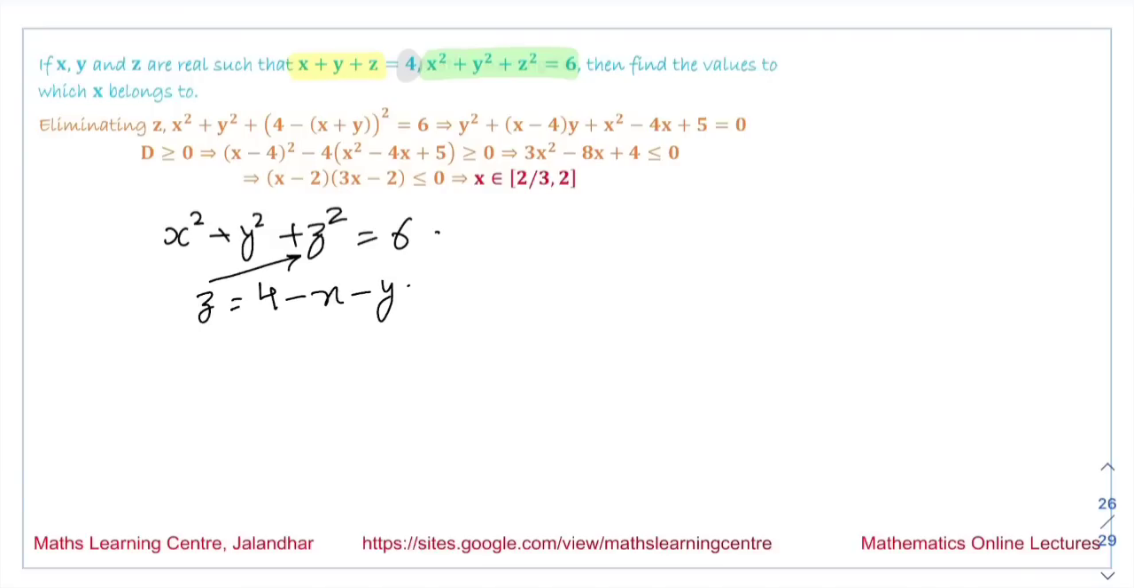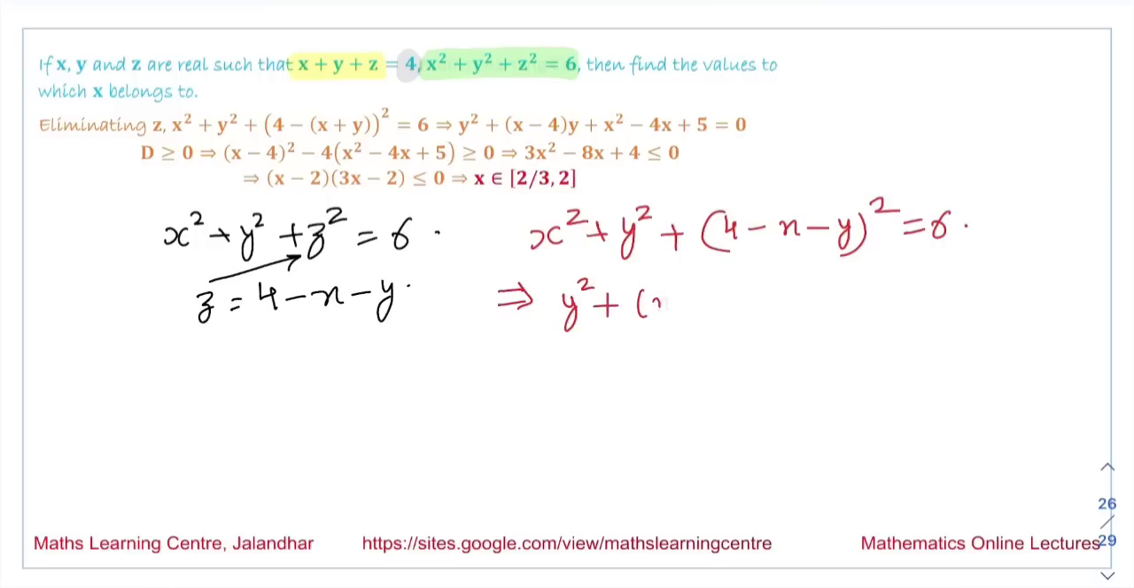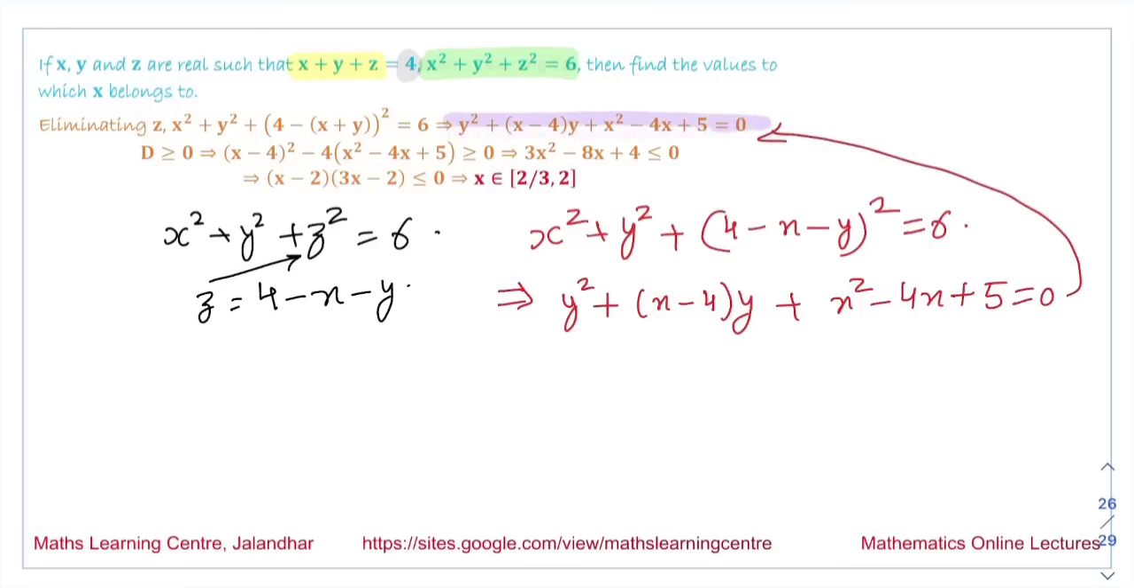If we substitute this value over here, we will get x square plus y square plus (4 minus x minus y) whole square is equal to 6. On solving this, we will get y square plus xy minus 4y plus x square minus 4x plus 5 is equal to 0. So this is the equation we are getting on substituting this z. Our equation transforms to this form, on opening this whole square, and we are writing the equation in terms of y.